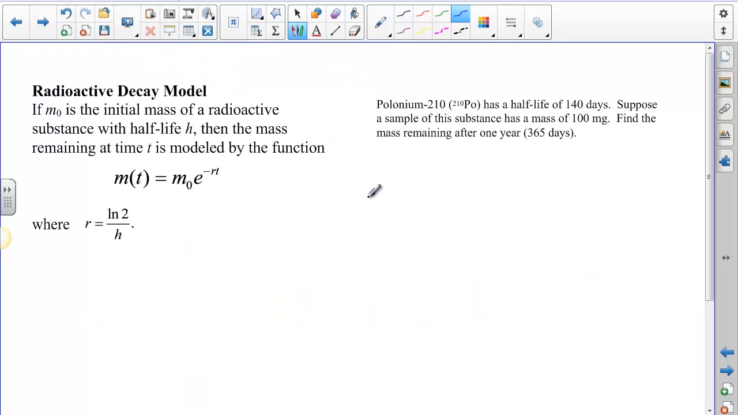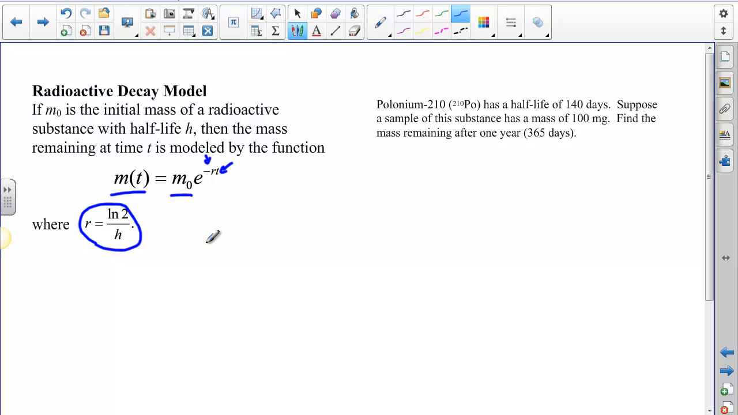Another type of exponential model is the radioactive decay model. Same idea. M of t is the amount or the mass of a radioactive substance after t days or t hours or t time. M sub 0 is the initial amount. r is the rate of decay, and t is the amount of time. Now this is kind of special because usually we calculate radioactivity in terms of half-life.